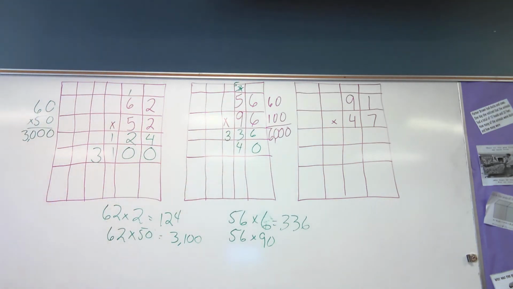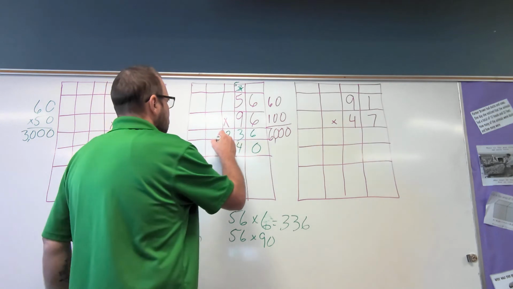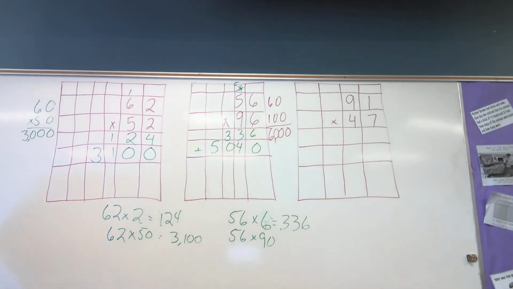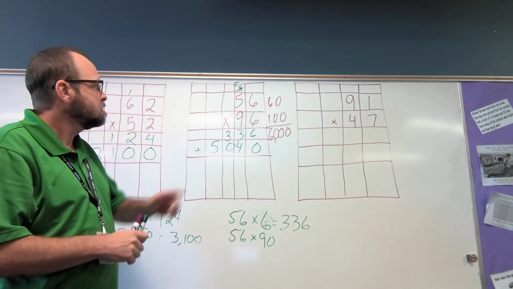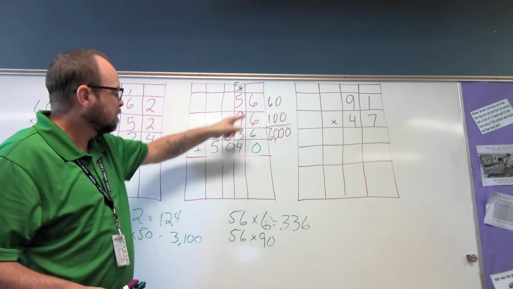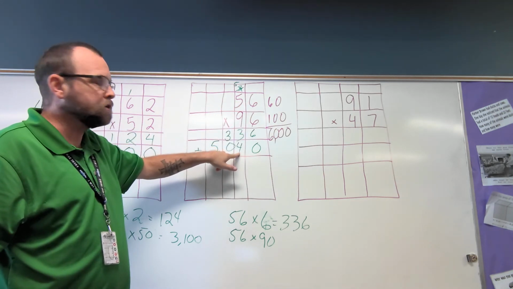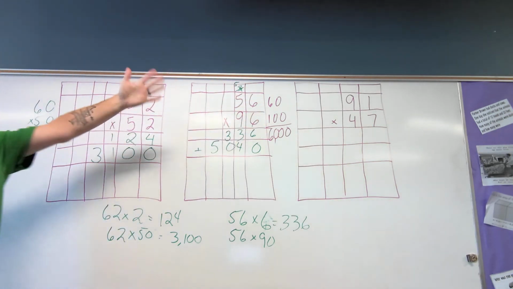9 times 5 is 45, plus the 5 more, 50. Right? Am I doing that right? Wait, I'm confused about how you're doing it. We're doing 9 times 6, which I got 54 tens. So the 4 goes in the tens place. The 5 is going to go up into the hundreds place.